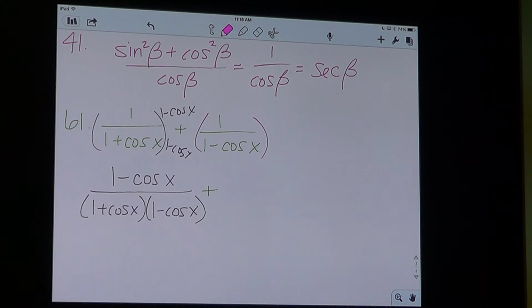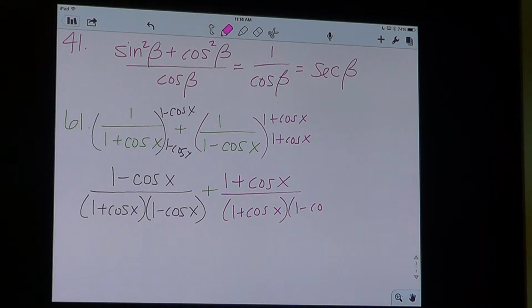And the second one, we'll multiply 1 plus cosine x over 1 plus cosine x. So if I multiply out the bottom, that is a difference of squares. Can't you just cancel? I guess then you would still have the same.